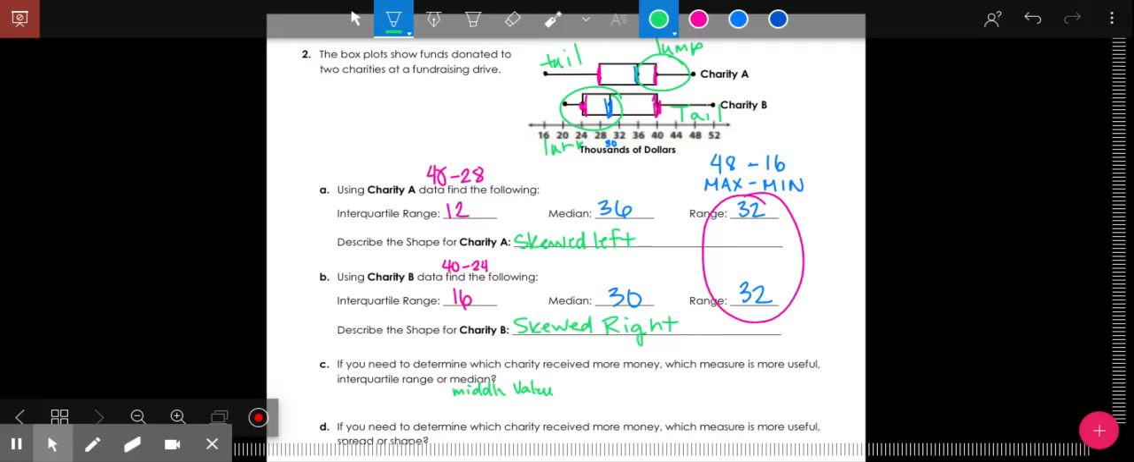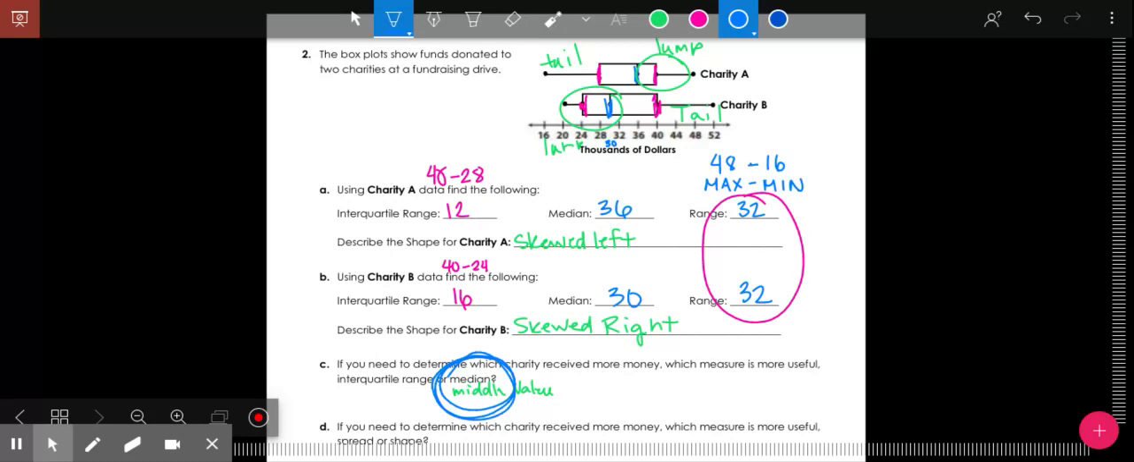So I would say that the median is more useful because it's more like the average. I mean, the average is the mean, but the mean, median, mode are measures of central tendency, and they tell us about the middle of our data set. That's what I mean.